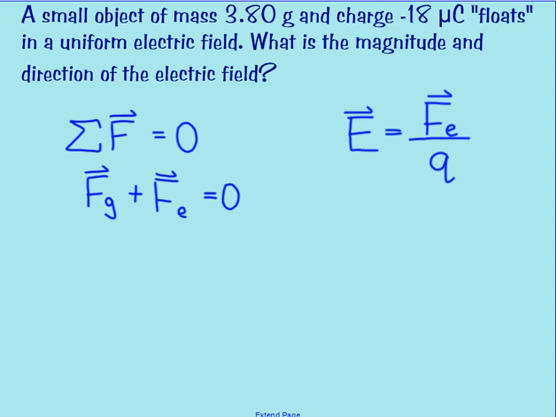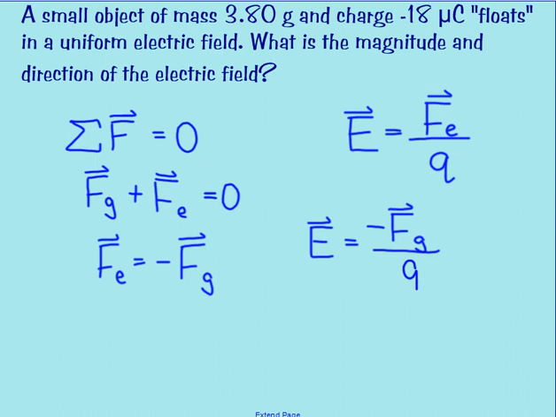Well, looking at my force equation over here, electric force is equal to the negative gravitational force. So that means that electric field is equal to the negative gravitational force divided by Q. Well, I also know that gravitational force is mass times gravitational acceleration. I'm given mass. I know gravitational acceleration, that's a constant, and I'm given charge. So I now have everything that I need to be able to calculate the electric field.